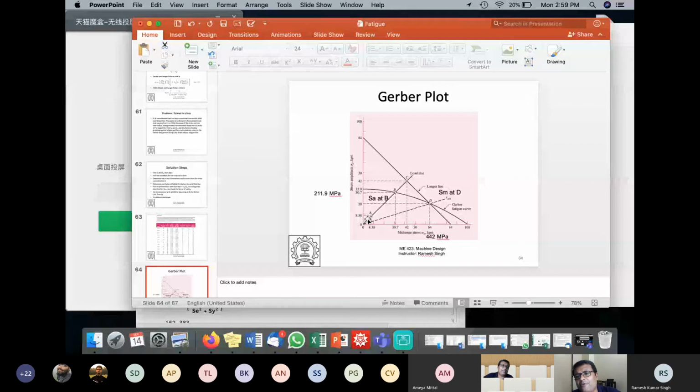And now, can somebody tell me what will be the factor of safety for first cycle yielding? Any answers on this one? What will be my factor of safety for first cycle yielding? I'll leave it up to you. You tell me. So this is where it happens, right at the D point. Can someone tell me that?